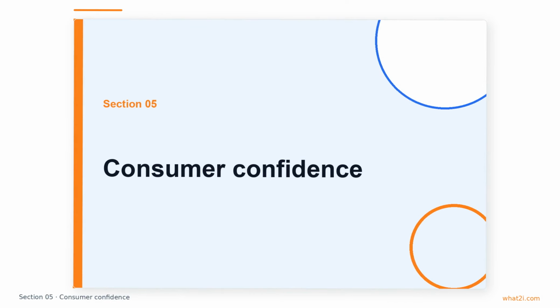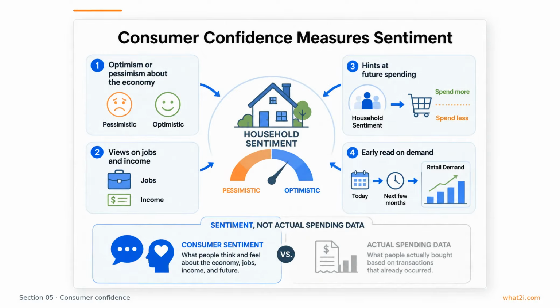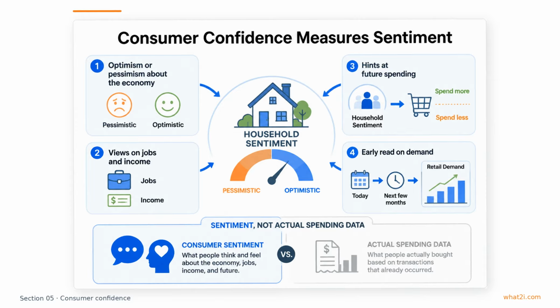Section 5. Consumer Confidence. Consumer confidence measures how households feel about economic conditions now and in the near future. It captures sentiment rather than actual spending, but sentiment matters because attitudes often influence financial decisions. If consumers feel secure about jobs and income, they may be more willing to spend on travel, dining, appliances, or other discretionary items. If they feel uncertain, they may delay larger purchases and become more cautious.